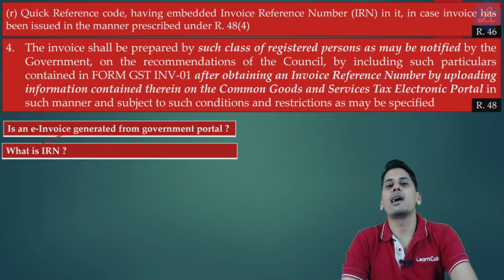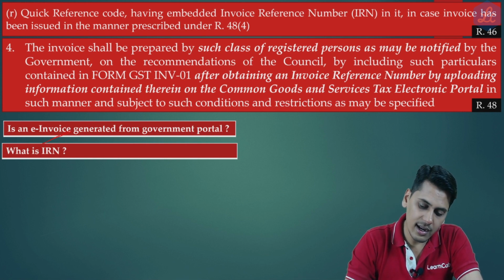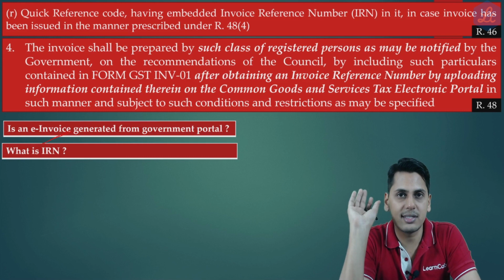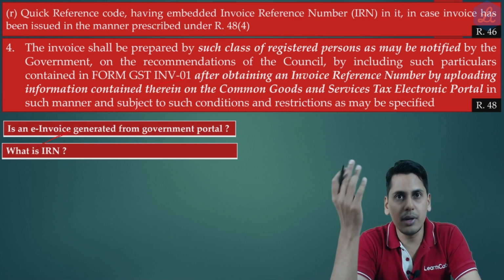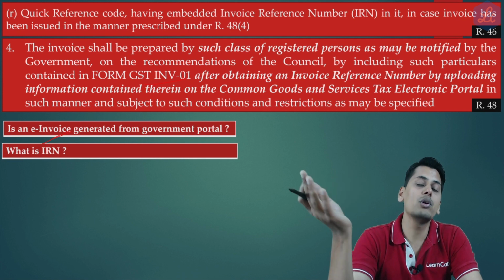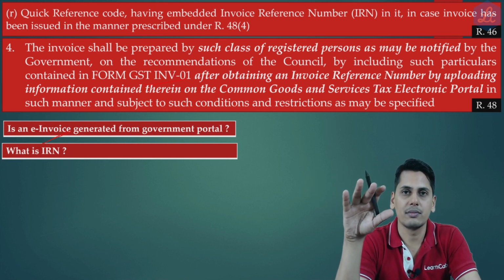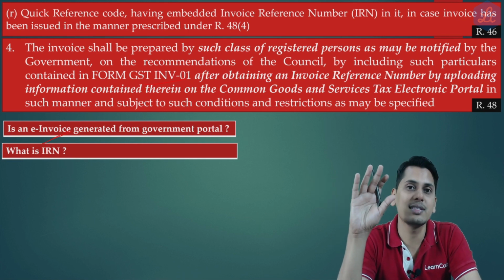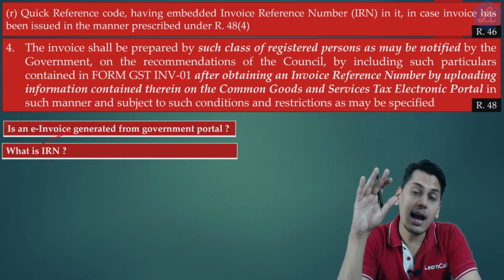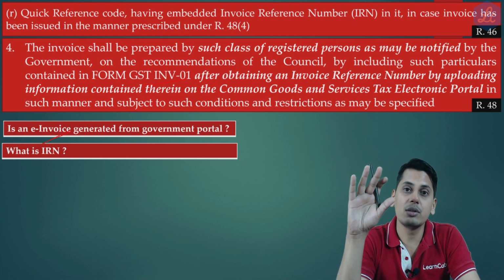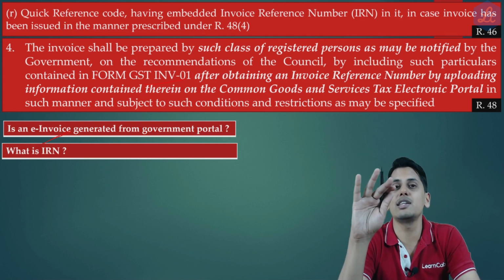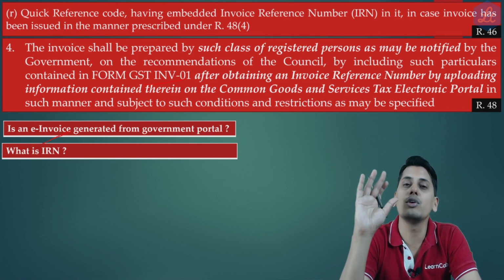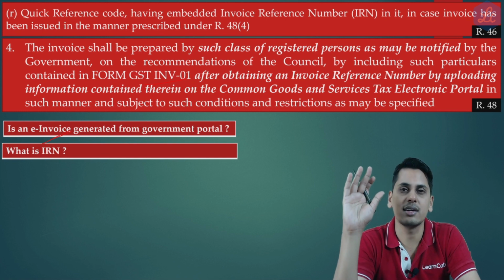What is IRN? IRN is nothing but your invoice reference number. When you fill form GST INV01 and submit it to the common portal, it would register that invoice. That is also called the invoice registration portal, IRP. The invoice registration portal would register the invoice and give you a unique number. It is a 64-digit string. It would give you a unique number in the form of the invoice reference number.